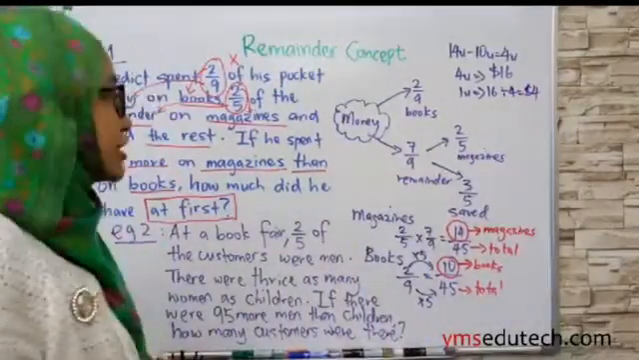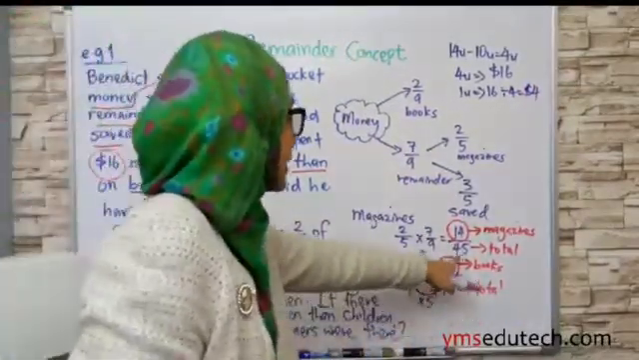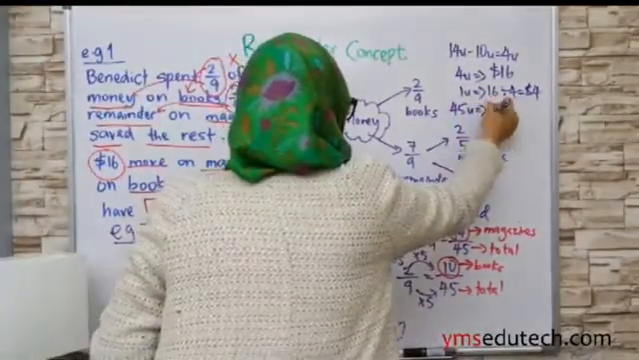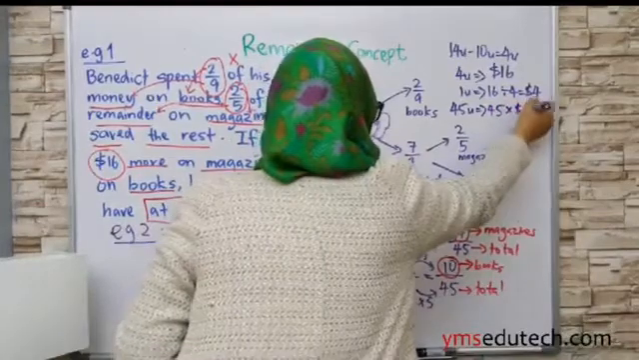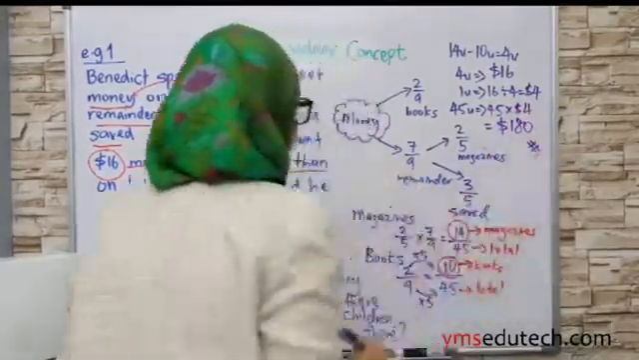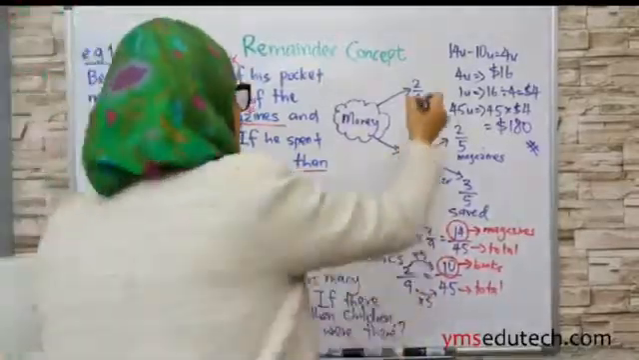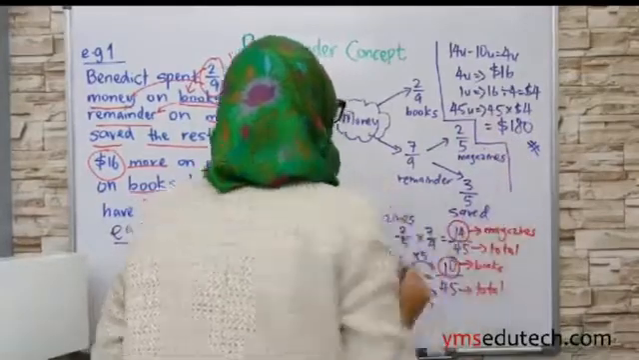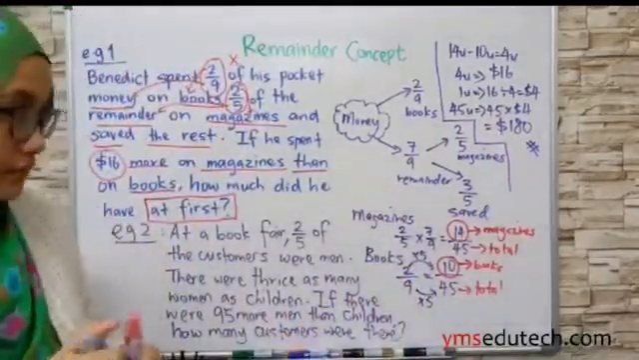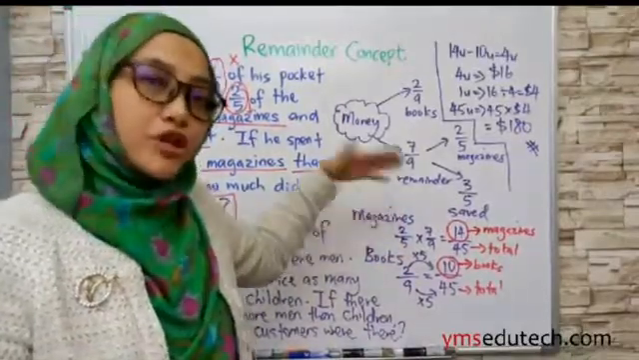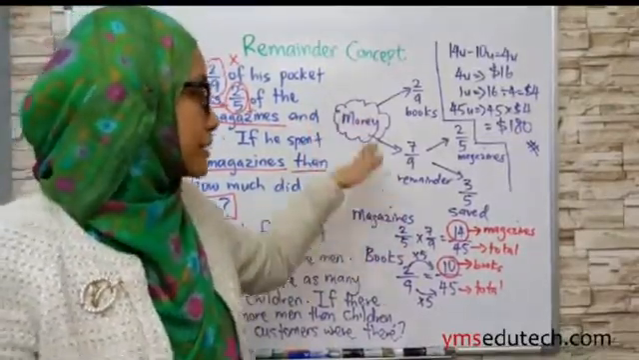Okay, how much did he have at first? So he had 45 units at first. 45 multiplied by $4, that makes $180. Okay? Right? So a branching method is neater for this question.